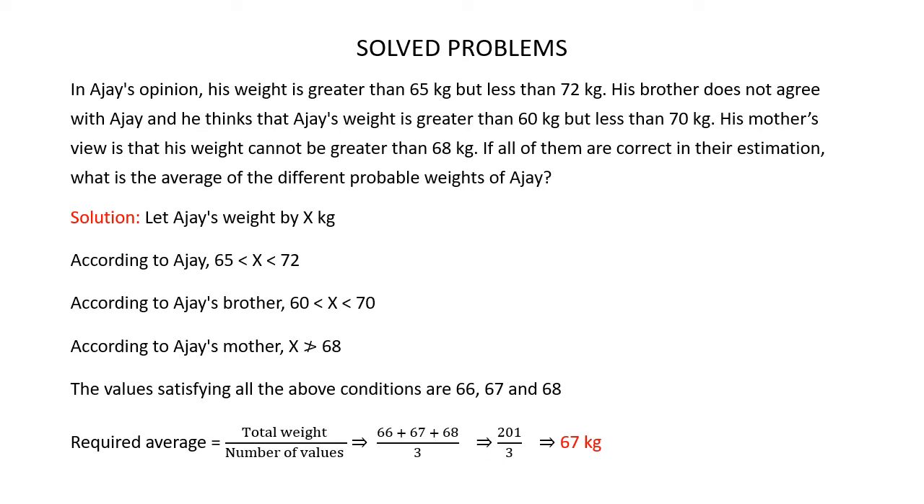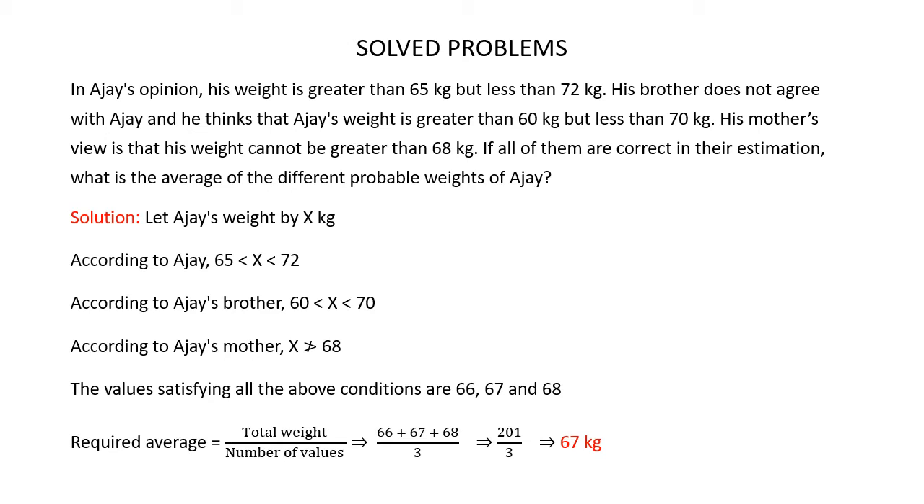Now Ajay's brother thinks that Ajay's weight is greater than 60 kgs but less than 70 kgs. This can be written in the mathematical form like this. According to Ajay's brother, Ajay's weight is greater than 60 but less than 70. Now Ajay's mother's view is that Ajay's weight cannot be greater than 68 kgs. So according to Ajay's mother, Ajay's weight is not greater than 68 kgs.